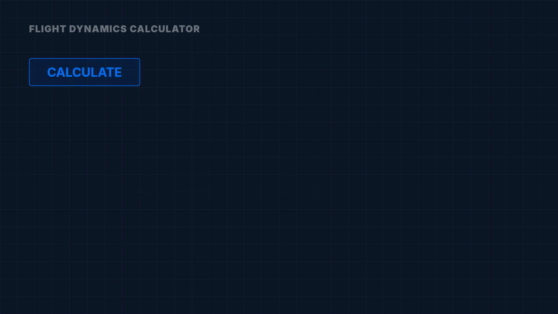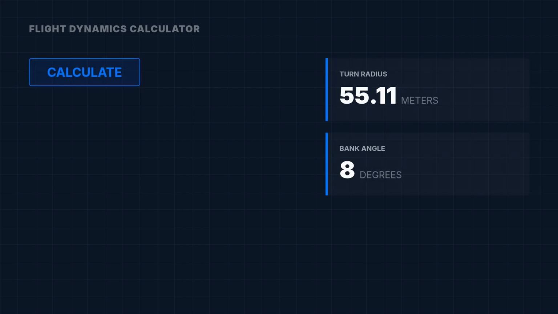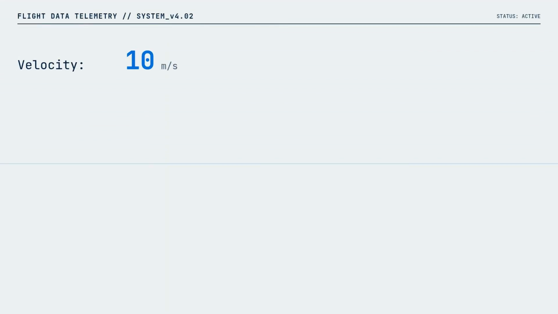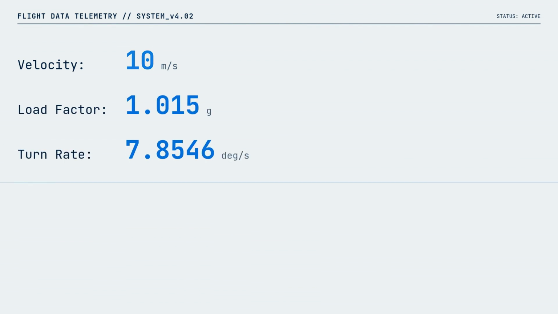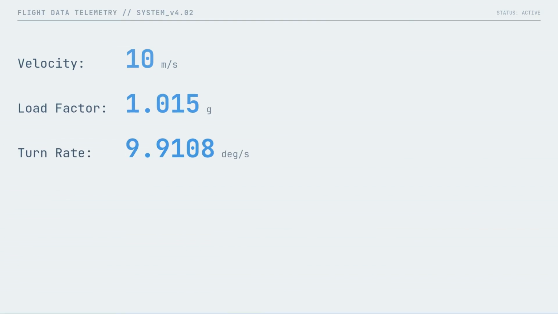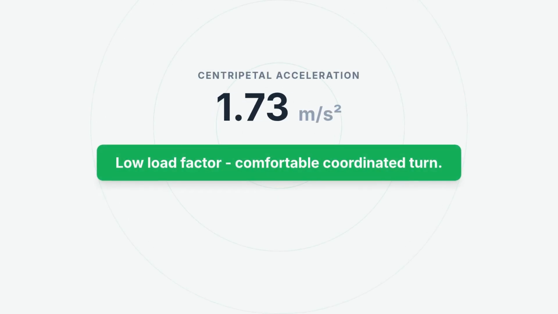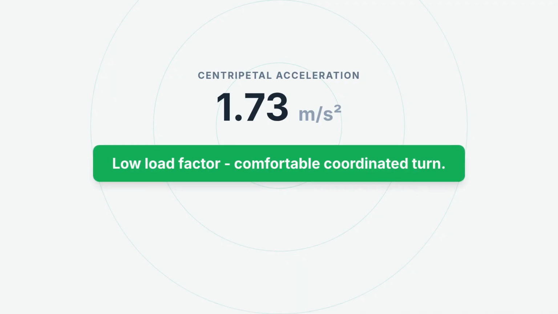After clicking Calculate, the results show turn radius equals 57.81 meters, bank angle remains 10 degrees, velocity stays 10 meters per second, load factor is 1.0015 g, turn rate is 9.9108 degrees per second, and centripetal acceleration is 1.73 meters per second squared. The status indicates low load factor, comfortable coordinated turn.